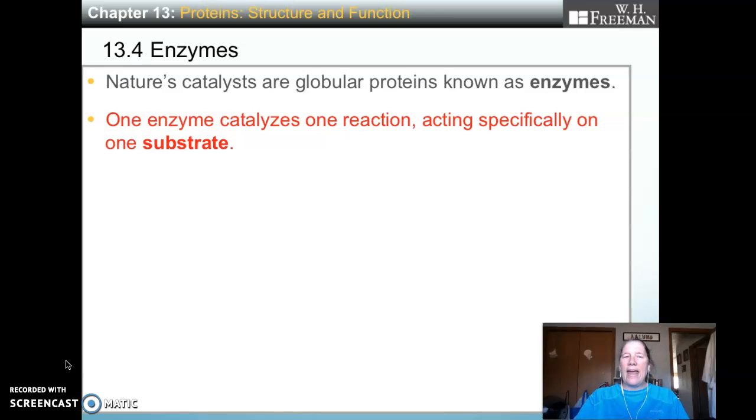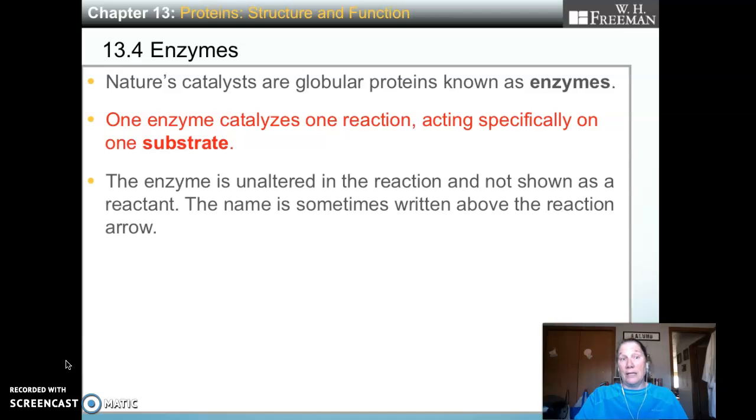They act on a certain substrate. By that I mean it could be a muscle, a gland, a hormone, or a foodstuff. They all are very specific. That's why we have so many. We have over 1 million proteins, and probably most of them are enzymes. The enzyme itself is unaltered in the reaction, but without it, the reaction doesn't happen. So sometimes they just write it above where the arrows are to say this needs to be added, like heat needs to be added or something like that.